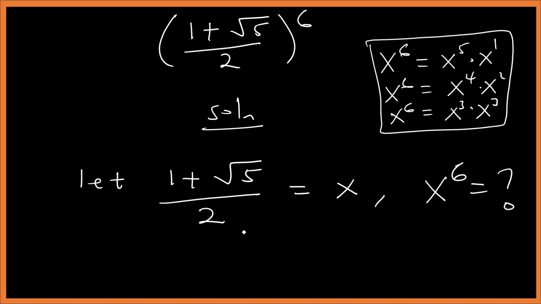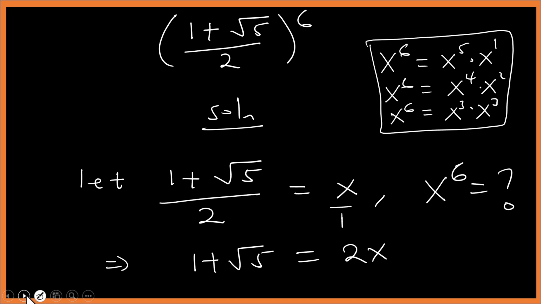So let's focus on this: (1 + √5)/2 equals x. What we are going to do is cross multiplication. I'll make this side over 1. So 1 times (1 + √5) equals 2x. So we have 2x equals 1 + √5. Now let's join this one to this: 2x − 1 equals √5.